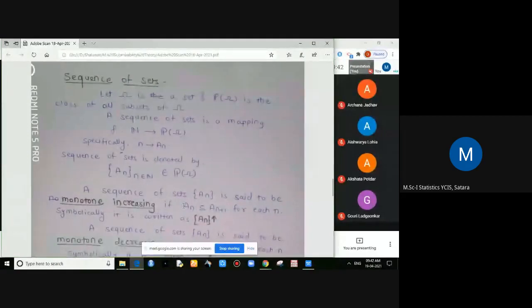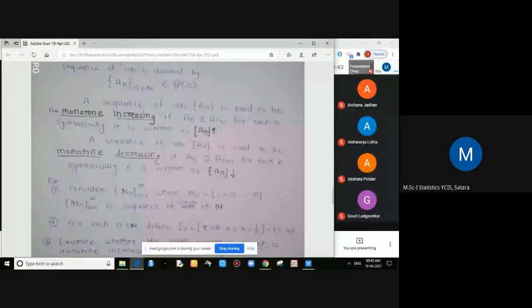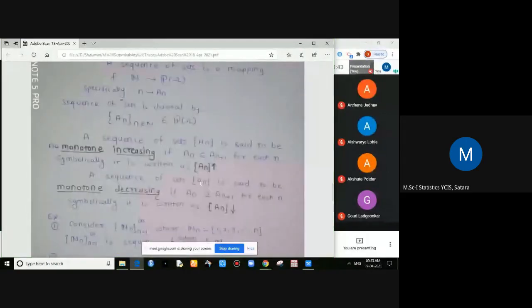And if a sequence of sets An is said to be monotonically decreasing, it is just the reverse condition: if An is a superset of An plus 1. For example, if A1 is a superset of A2, and A2 is a superset of A3, that indicates the decreasing trend.